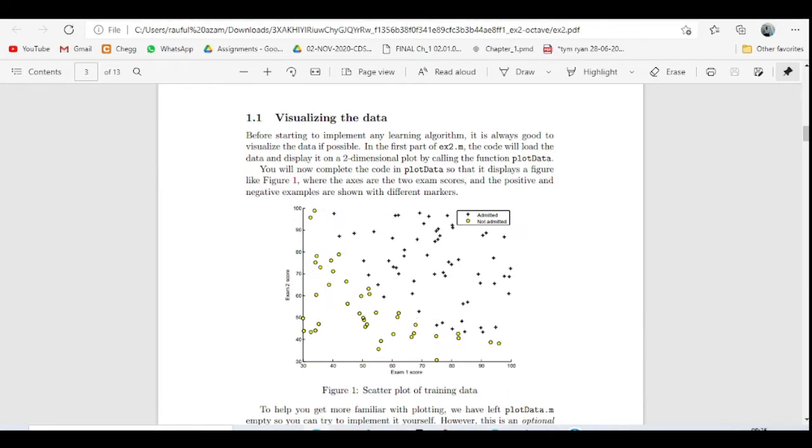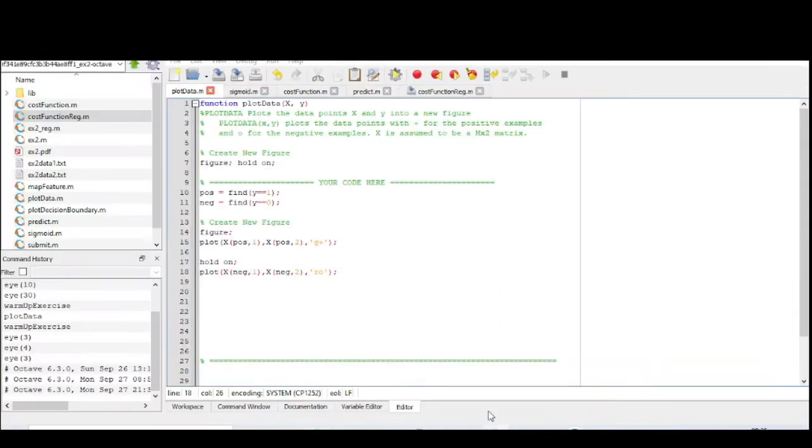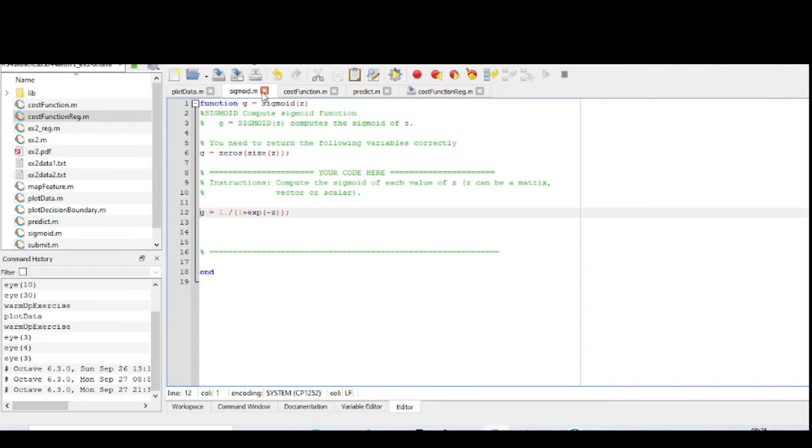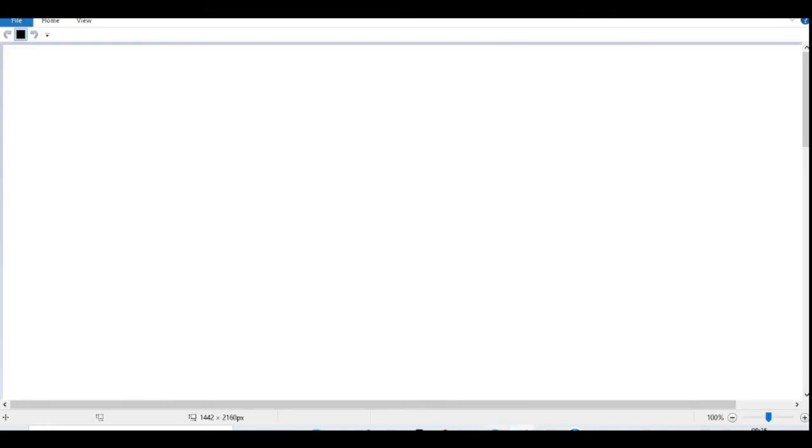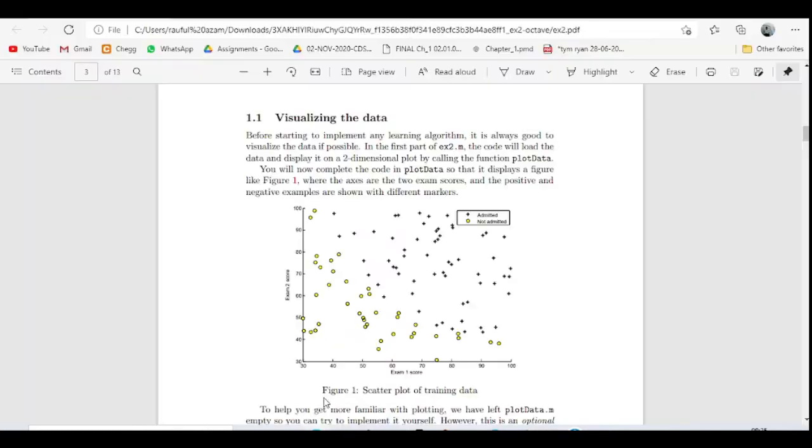Now coming to the next one, which is sigmoid.m. Before going to this, I just want to give a brief introduction about what logistic regression basically is, and why we use the sigmoid function in logistic regression.